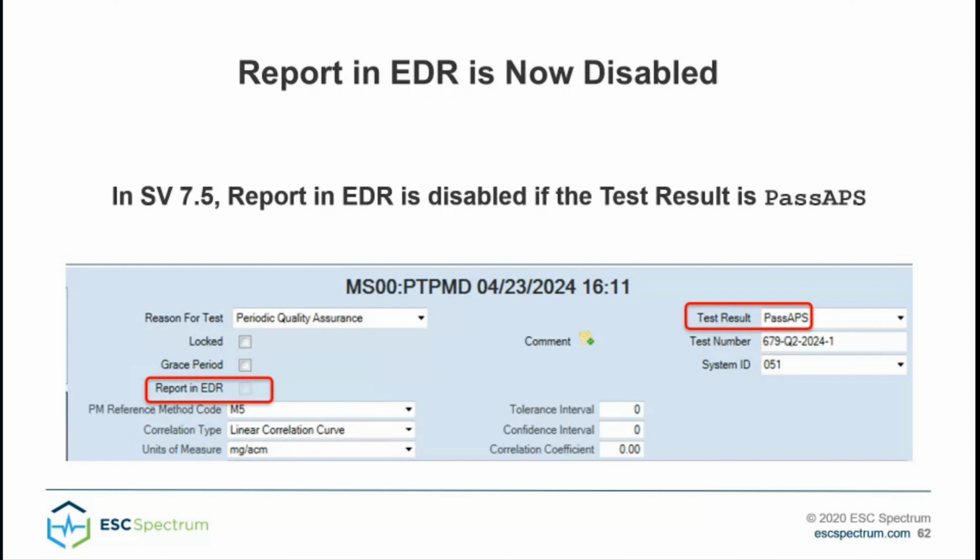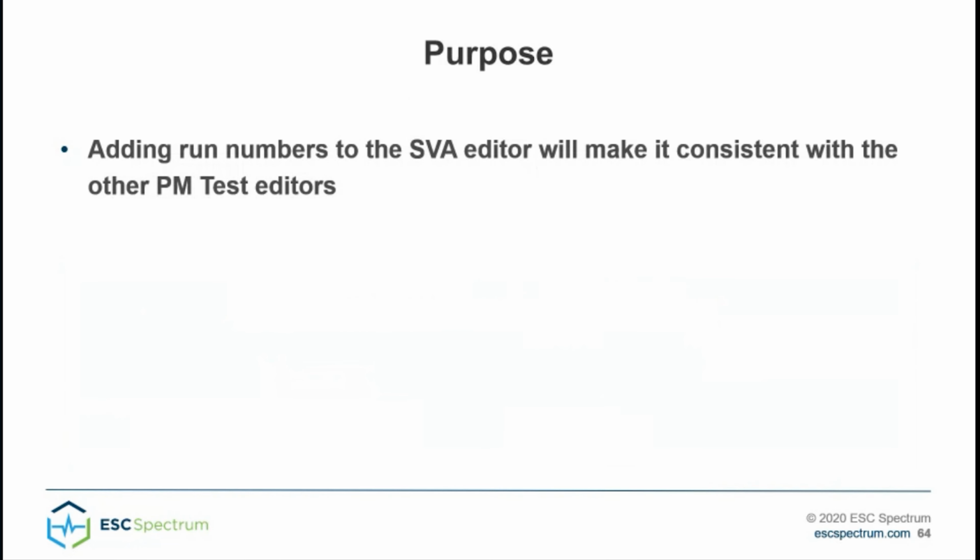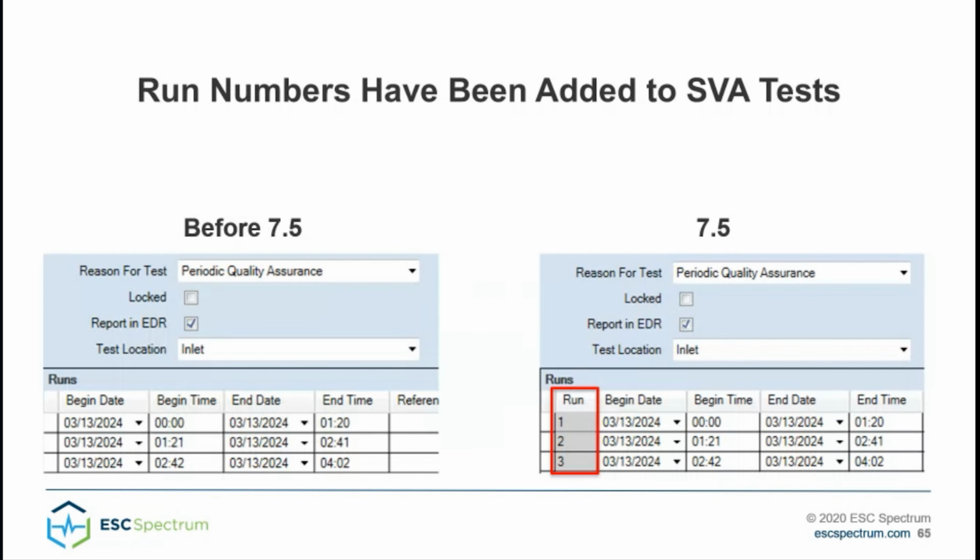So just a note, if you already have a test that was set up where we have the test result as pass APS and report in EDR was checked, it'll actually look like it's checked. It'll just be disabled and it won't actually report. We added run numbers to the SVA editor. That's just to be more consistent with the other PM test editors. So we just missed this, and the runs weren't actually defined. So we added that column. It's now visible in 7.5.